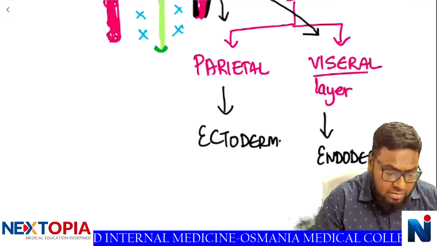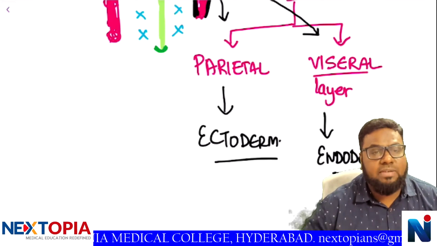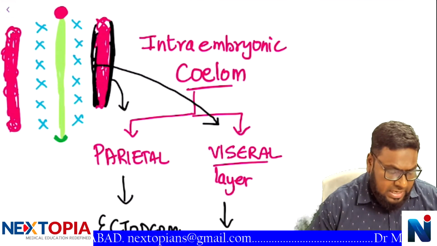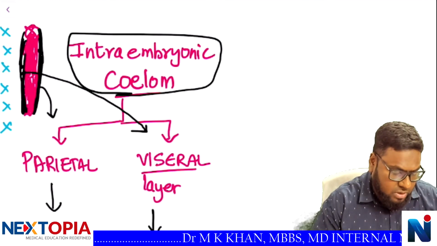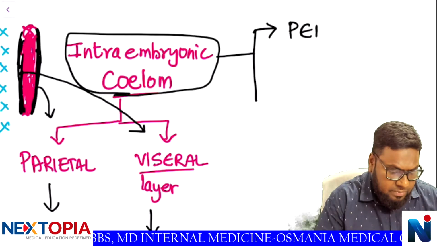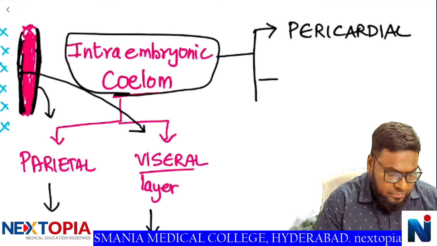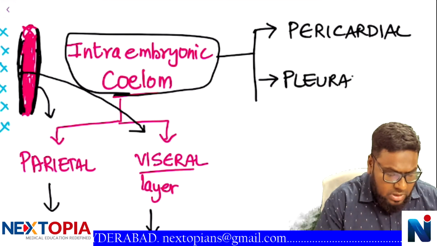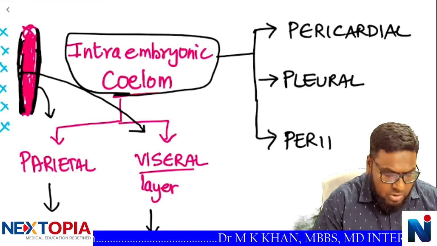It comes in contact with the endoderm layer. These layers are already formed. It comes in contact with the endoderm. So what is the function of this intra-embryonic coelom? This intra-embryonic coelom is responsible for formation of the important cavities like the pericardial cavity around the heart, the peripleural cavity or simply pleural cavity, and the peritoneal cavity, that is the abdomen.